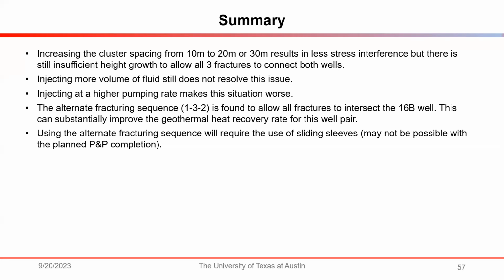So the injection rate should be high enough to ensure that you get limited entry designs, so you get more uniform propagation of fractures. But this business of stress shadow and fractures not intersecting the well above is something that is not resolved by higher pumping rates. The Texas two-step, or the alternate fracturing sequence 1-3-2, is found to allow all the fractures to intersect the 16B well, and this can substantially improve the geothermal heat recovery rate for this well pair.